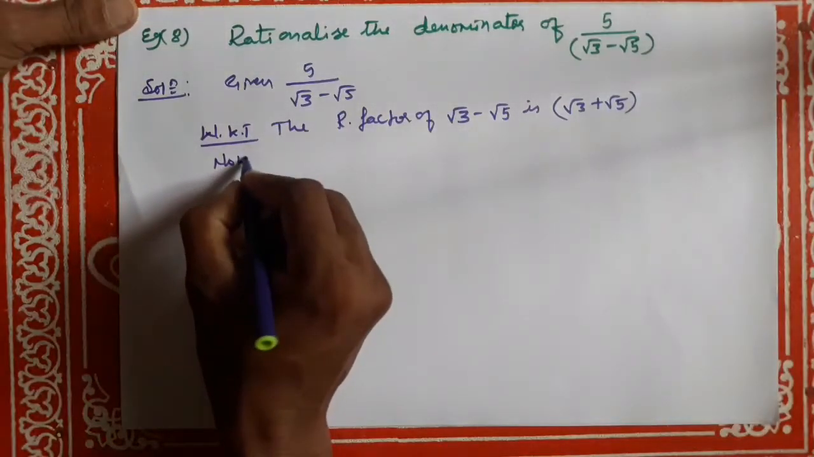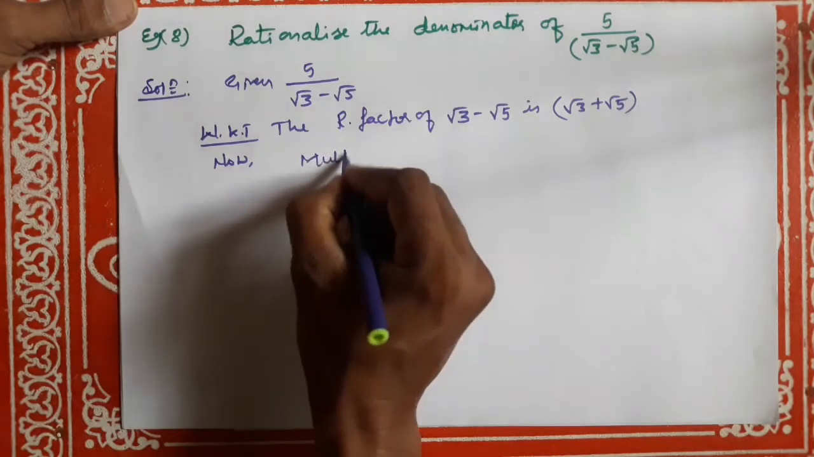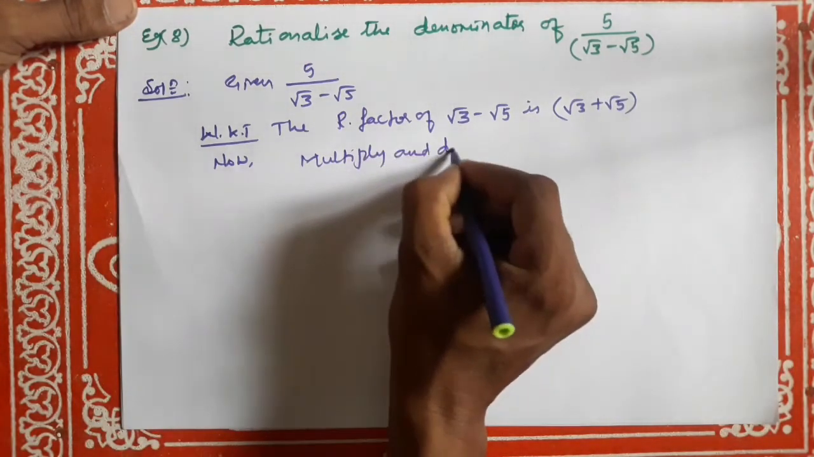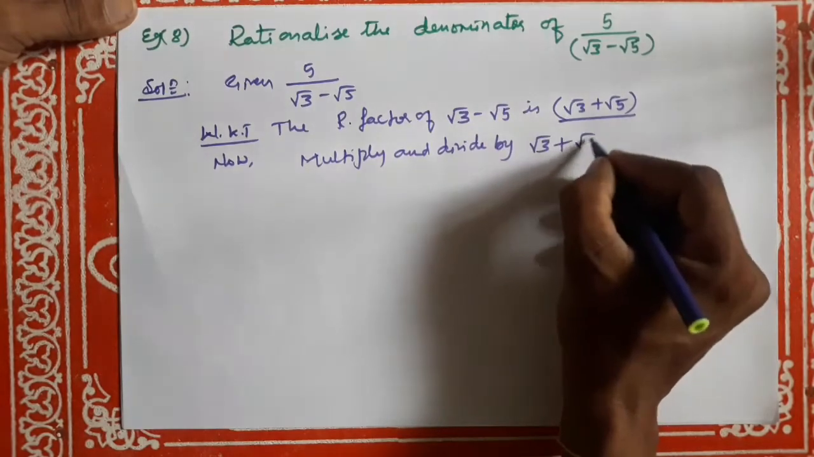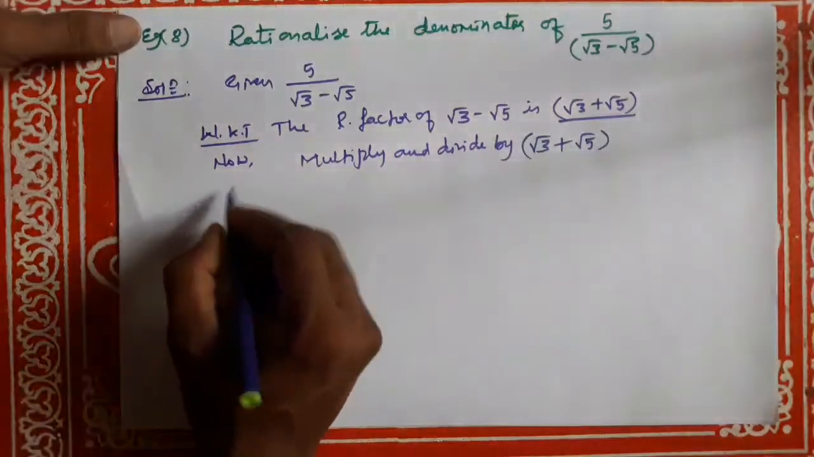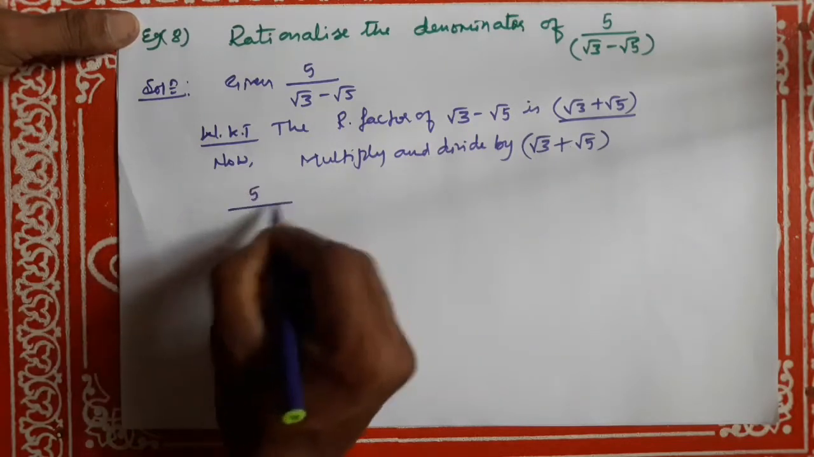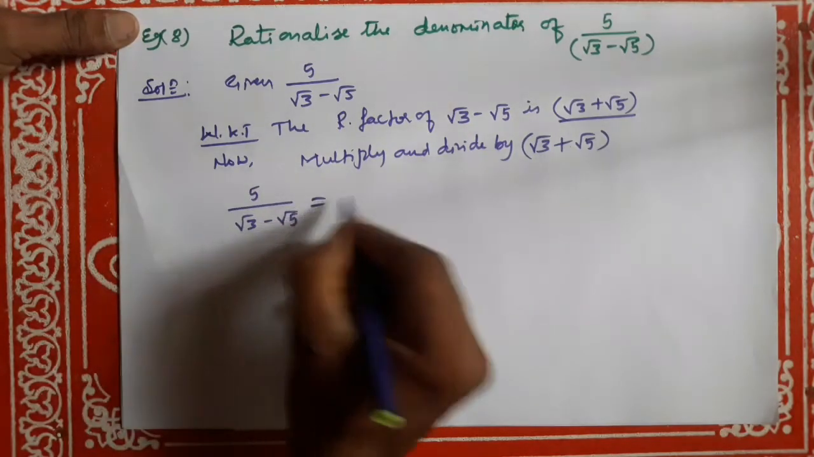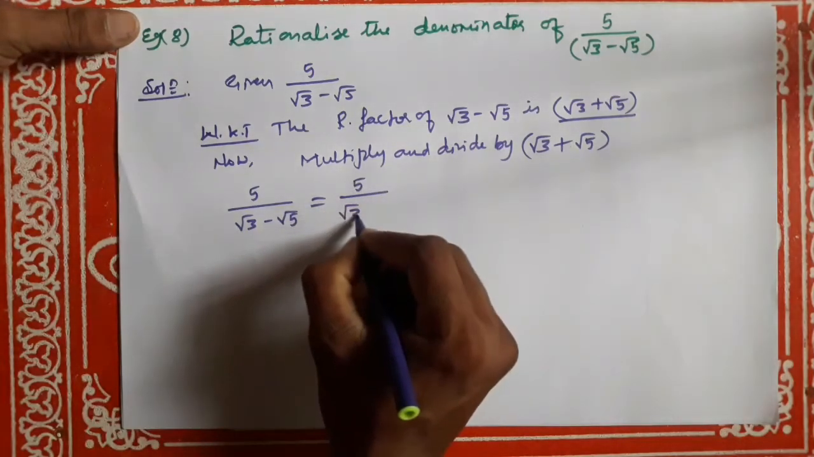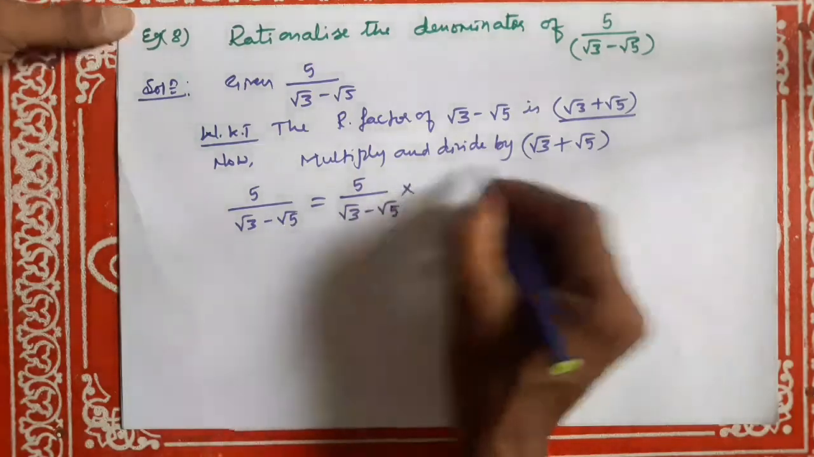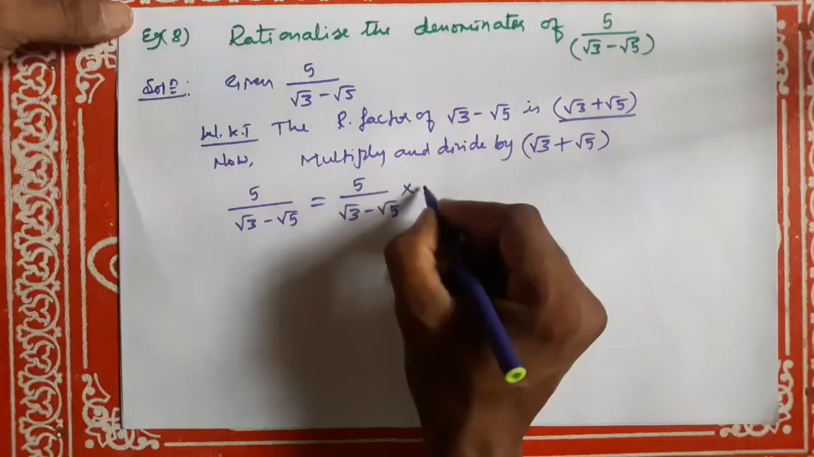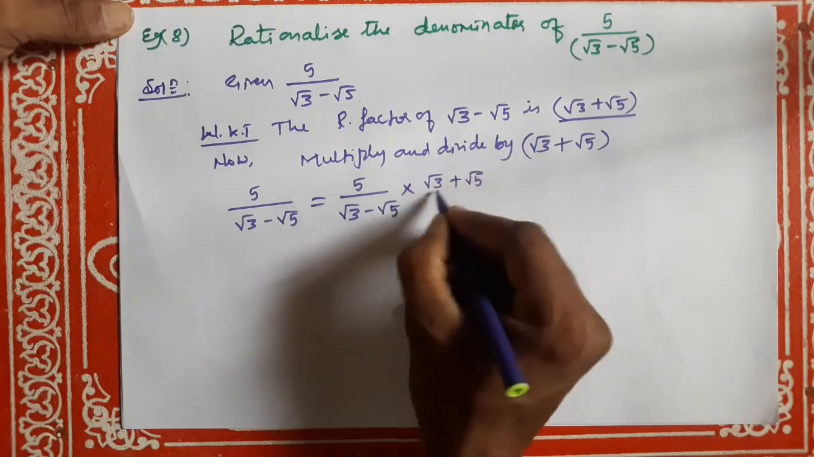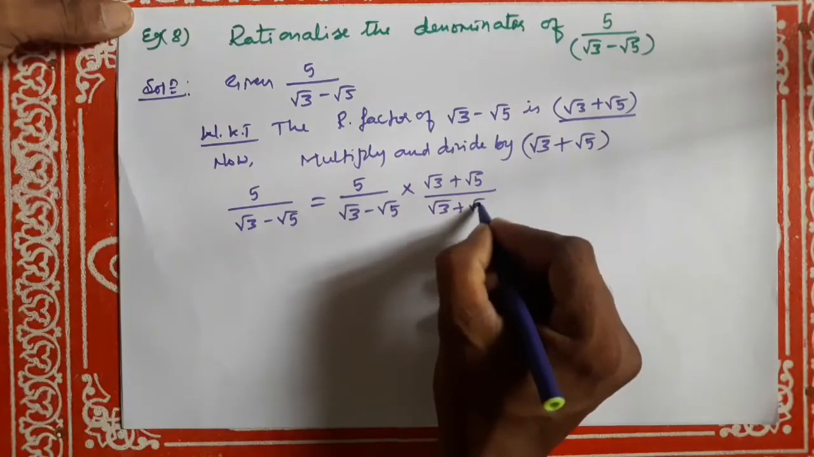Now multiply and divide by root 3 plus root 5. 5 divided by root 3 minus root 5 is equal to 5 divided by root 3 minus root 5 into the rationalizing factor, multiply and divide by root 3 plus root 5, that is root 3 plus root 5 divided by root 3 plus root 5.